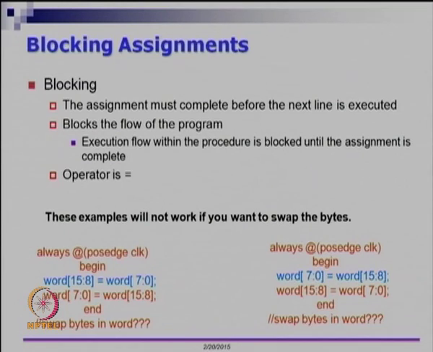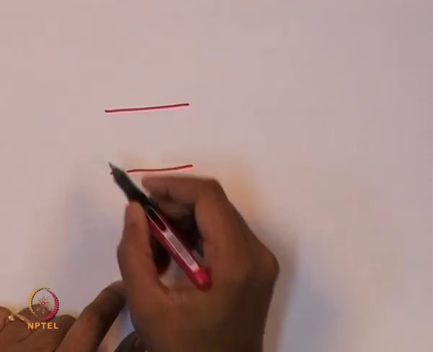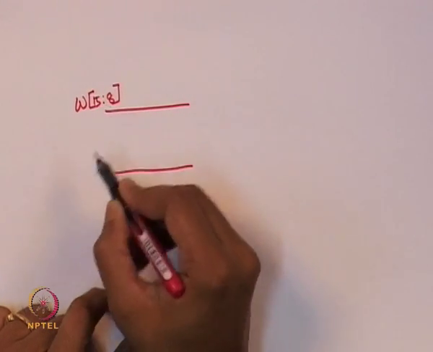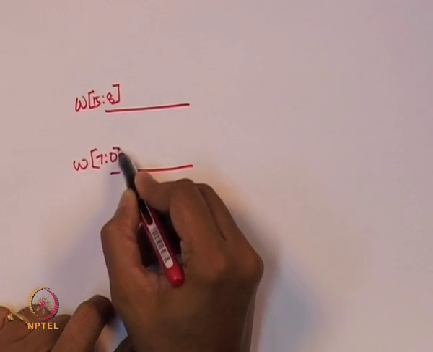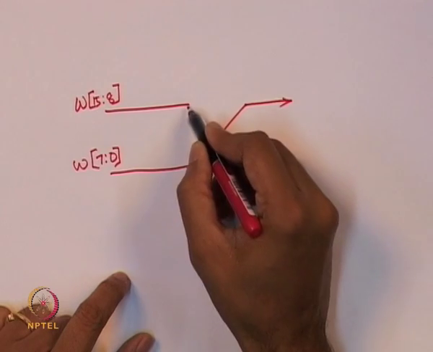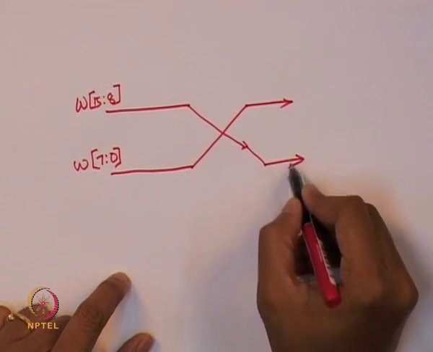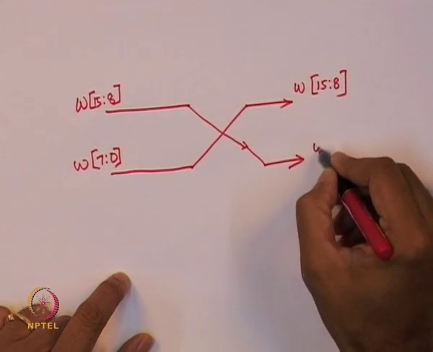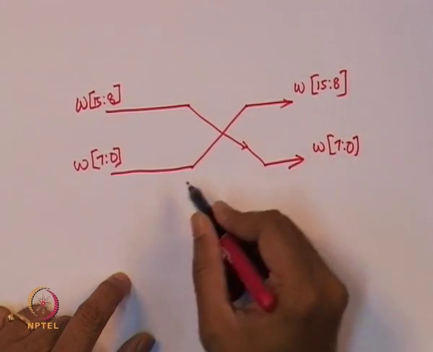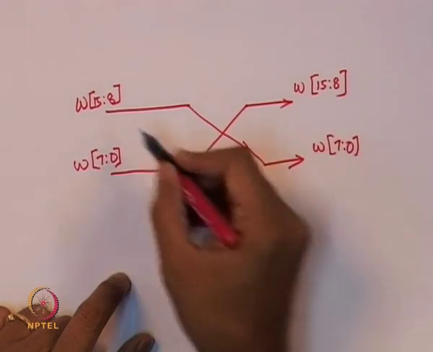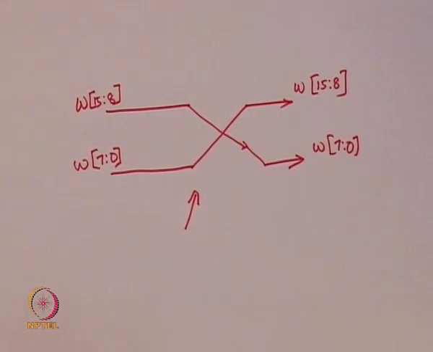So, I have a bus that is coming in. This is a bus that has 15 to 8 and this is a bus which has 7 to 0. What I want to do, the problem statement, is I want to swap the contents of the bus. So, this is still 15:8, this is still 7:0, but what I want is when the clock pulse comes, I want 7 to 0 to appear in 15 to 8 and 15 to 8 to appear in 7 to 0. So, this is the problem statement.